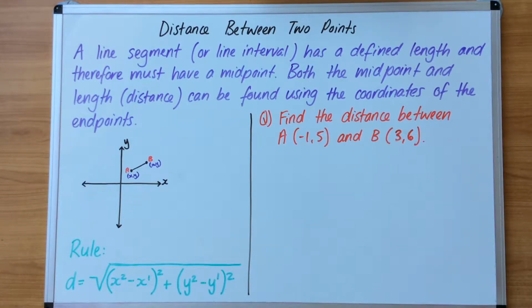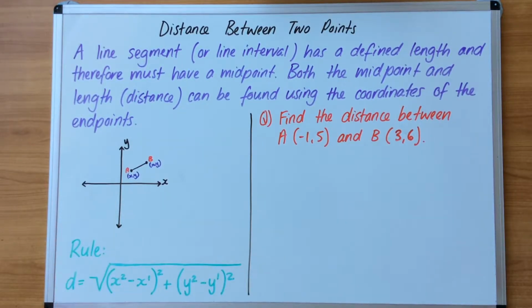In this video we are going to focus on distance between 2 points. A line segment or line interval has a defined length and therefore must have a midpoint. Both the midpoint and length, the distance, can be found using the coordinates of the endpoints.